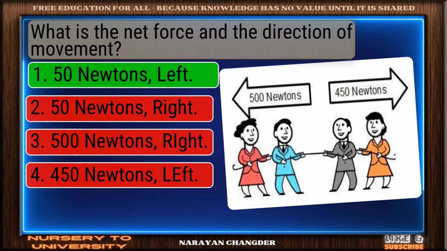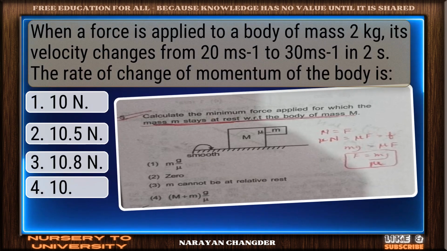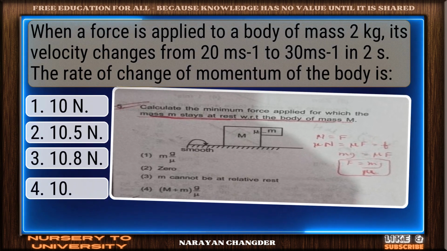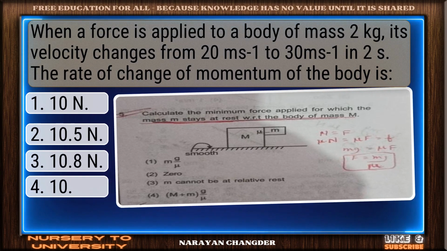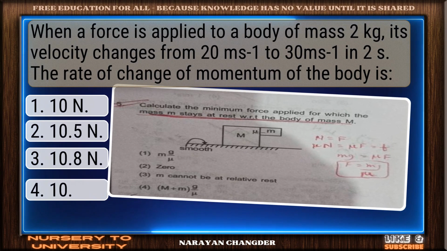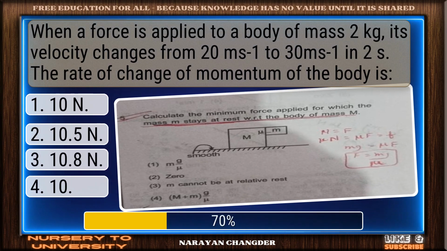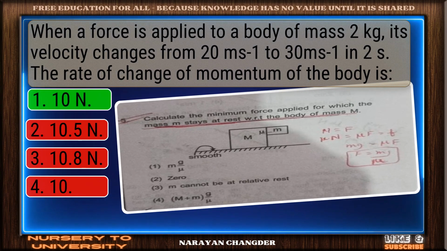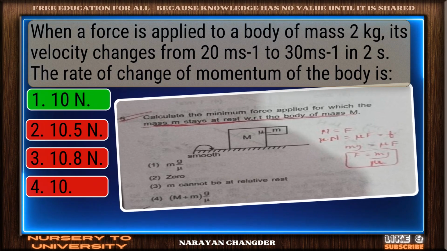You're right. 50 newtons left is the correct answer. Question number 50. When a force is applied to a body of mass 2 kg, its velocity changes from 20 m/s to 30 m/s in 2 s. The rate of change of momentum of the body is. Clear logic. Your choice 10 N is sound and 100% true.